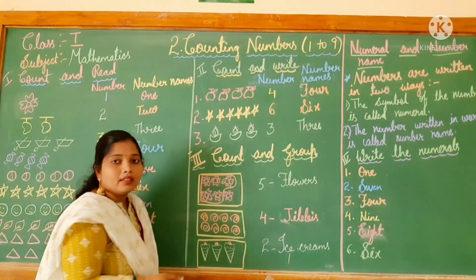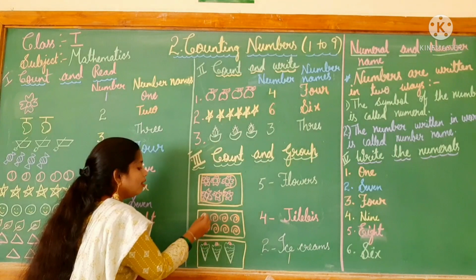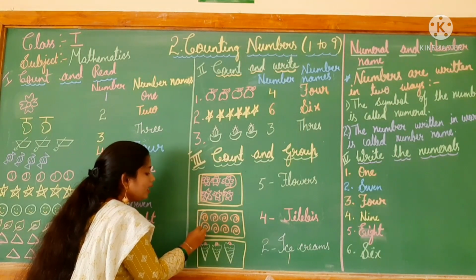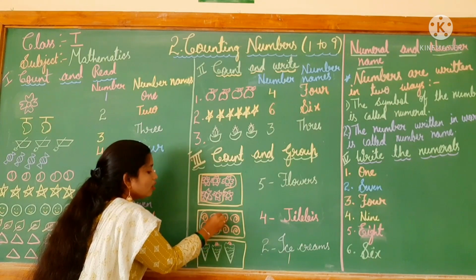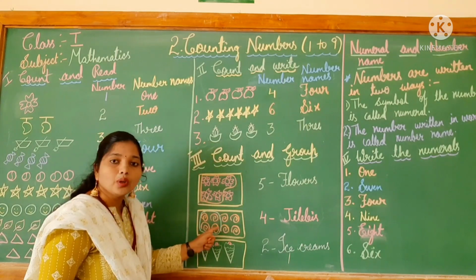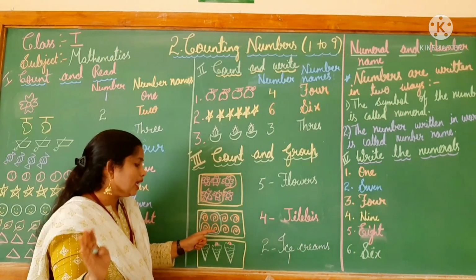So, are you ready to group the jalebis, children? Yes, I will group here. This is 1, 2, 3, 4. So, this is a group of 4 jalebis. We have grouped 4 jalebis.